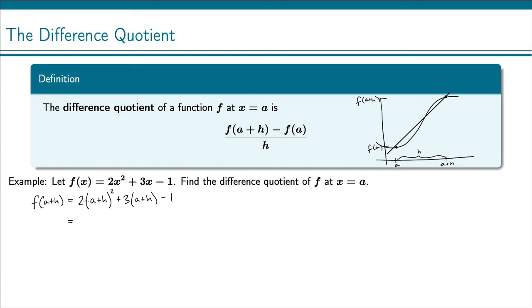Now I can expand this. So my a plus h squared expands to a squared plus 2ah plus h squared, and then plus the 3 times a plus h minus the 1. And now we're going to distribute the 2 into those parentheses and the 3 into these parentheses. So that gives us 2a squared plus 4ah plus 2h squared, and then plus 3a plus 3h, and minus 1.